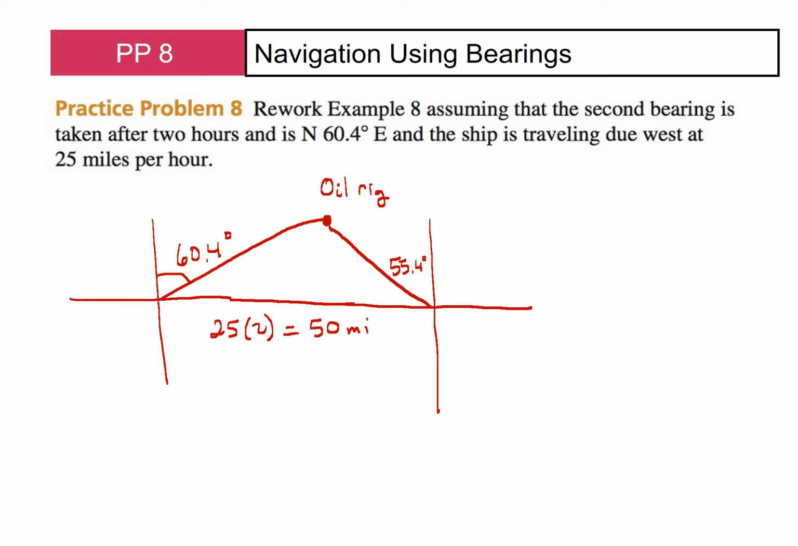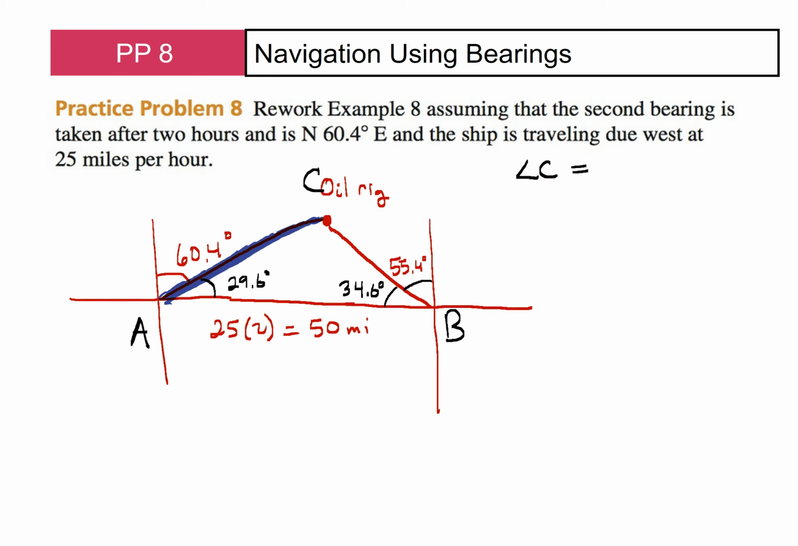All right, with that said, let's see what we know. So this angle would be 29.6 because it's 90 minus 60.4. This angle, which is 55.4, now the interior angle would be 34.6. If I know those two angles, then I know the third angle as well. Let me just label this as a triangle now.